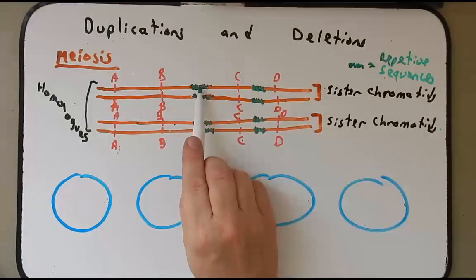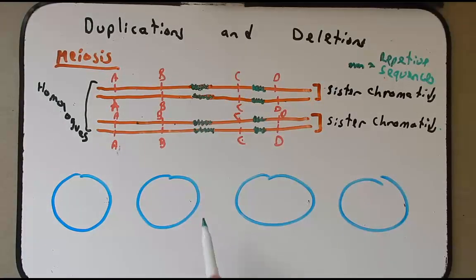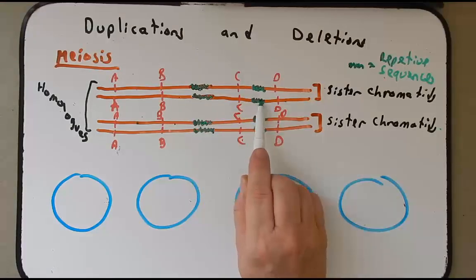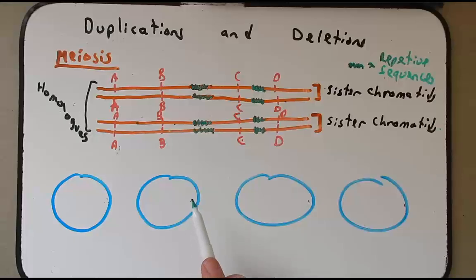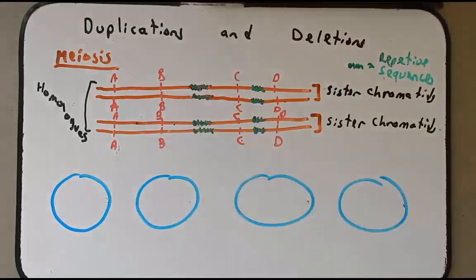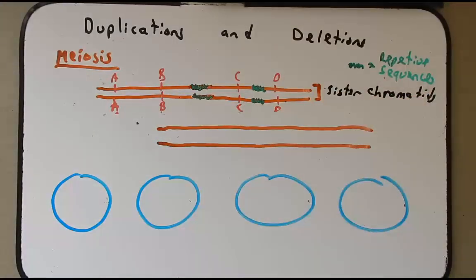Usually they synapse just like this, as they should. Every now and then what happens, because of the sequence similarity between this repetitive sequence and this repetitive sequence, things get shifted. And let me draw what happens when they misalign. They align with the wrong repetitive sequence. Okay, so when they misalign, let's draw what they look like.